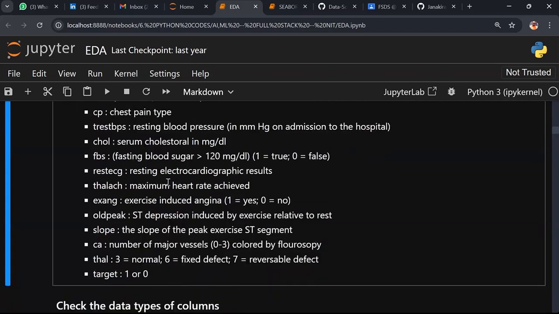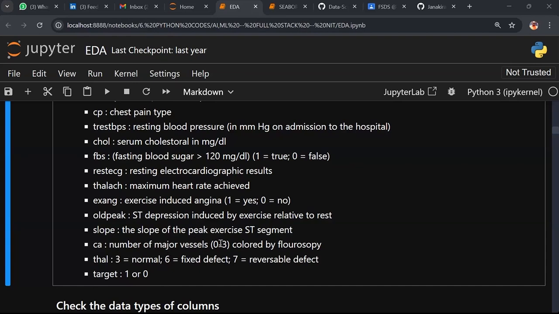Rest ECG, electrocardiographic result, maximum heart rate achieved. Do you know? Sometimes the heart attack patients have a heart rate of more than 120, 130, something like that. Exercise-induced angina. So this is one of the medical terms. That's why most doctors can also work with data analysts and data scientists on multiple research and all those things.